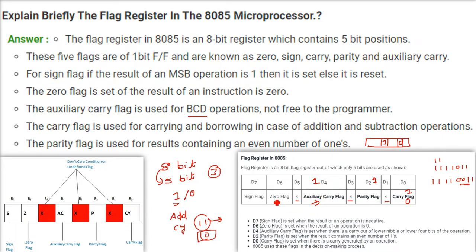Now coming to the zero flag. This is D6. When you have done a certain operation and the result comes as 0 0 0 0 0 0 0 0, that is, when the result of the operation is 0, then it will be set. Then there is the sign flag. For example, if the top bit of the bit sequence is 1, this sign flag will get set when the result of an operation is negative.